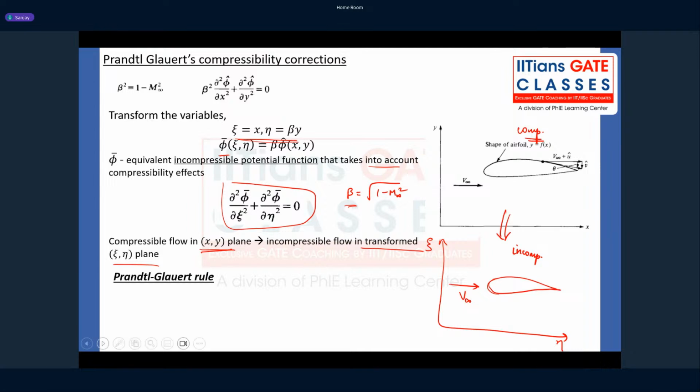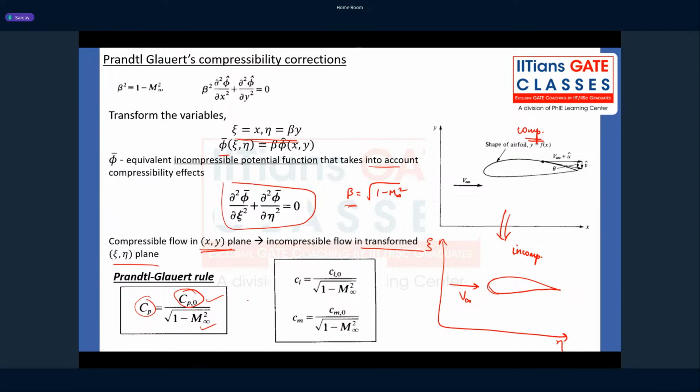So Prandtl and Glauert gave a rule saying that if I know my incompressible coefficient, Cp, the pressure coefficient, and I just divide that by this factor beta, I get the equivalent compressible coefficient. So if I want to find Cp in a compressible flow, I need to know my Cp in an incompressible flow first, and my free stream Mach number. I plug it in here and get the compressible form of Cp. Same thing goes for Cl and Cm, because Cl and Cm are derived from Cp. You integrate the pressure distribution, you get lift and moment distributions.